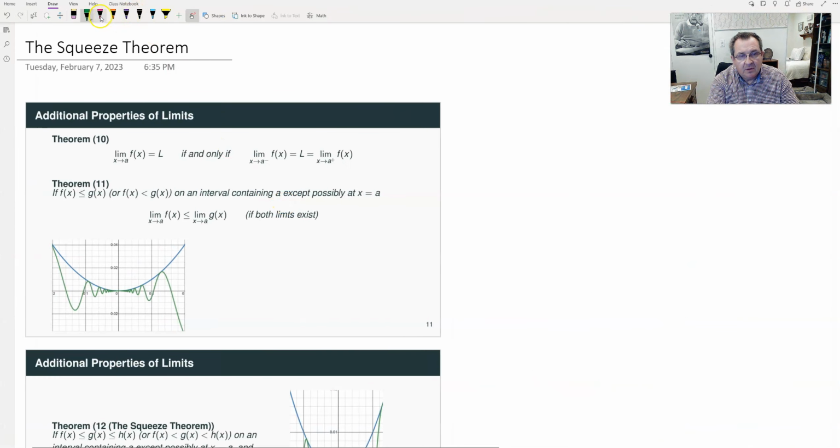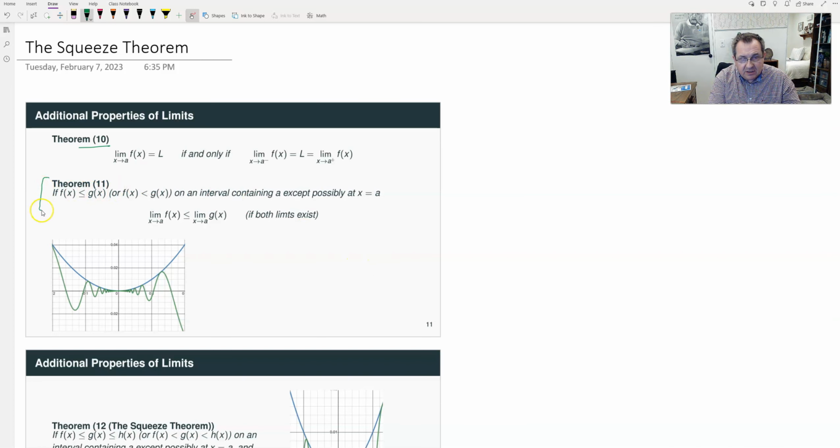Next, we will consider a few additional properties of the limit, and we will discuss something that's known as the squeeze theorem. First, we will recall theorem 10, which says that one-sided limits and the limits at the point have connection. The limit exists if and only if both one-sided limits exist and they are equal. That is a fact about limits, and it's part of the limit laws.